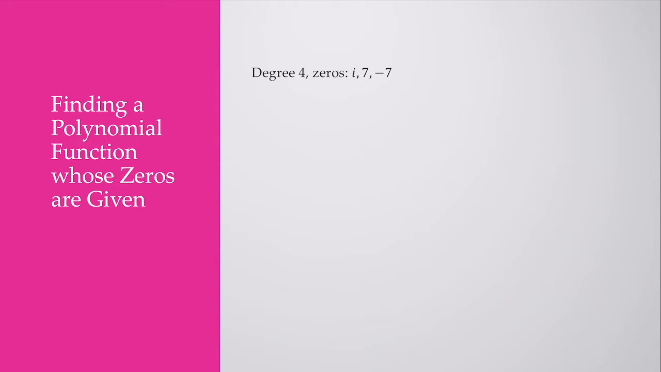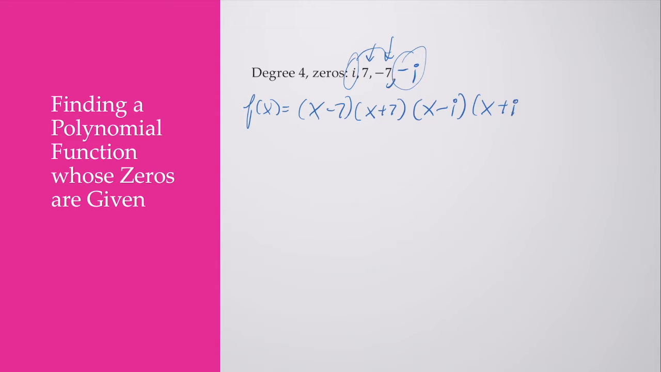Now let's work with some complex zeros. I'm going to find a degree 4 polynomial whose zeros are i, 7, and negative 1. The first thing we need to note is that we also are missing, let's switch to blue, negative i, right? Because if I have i, I have to have its conjugate. So f of x is going to be x minus 7 times x plus 7 times x minus i times x plus i.